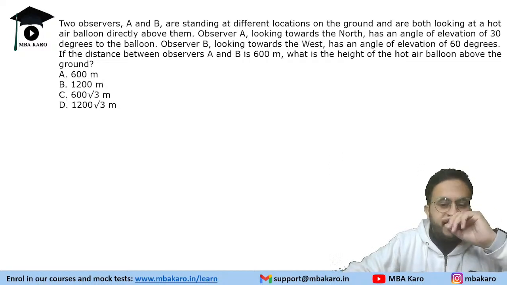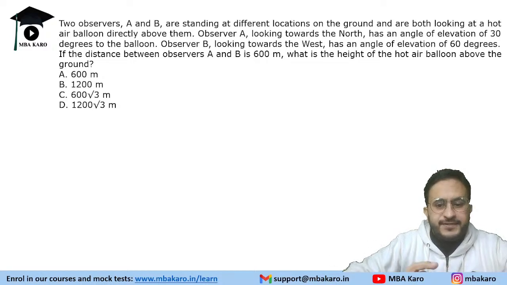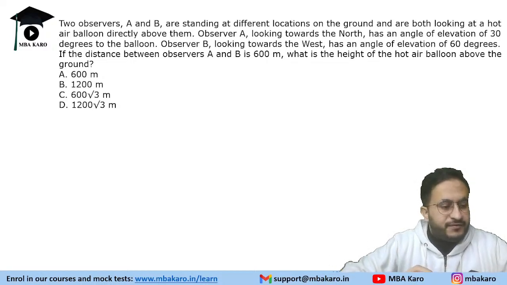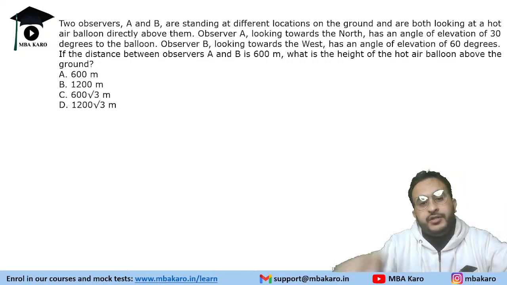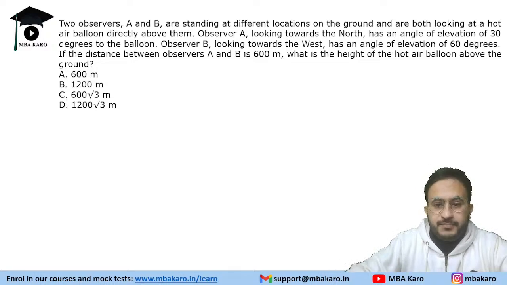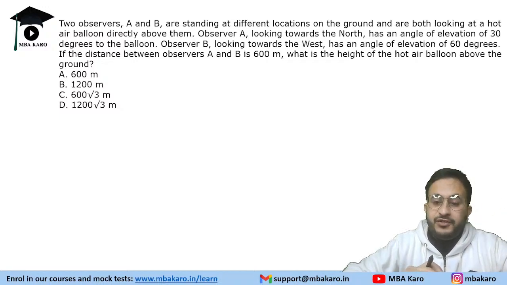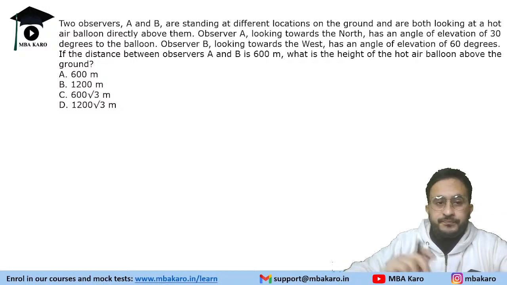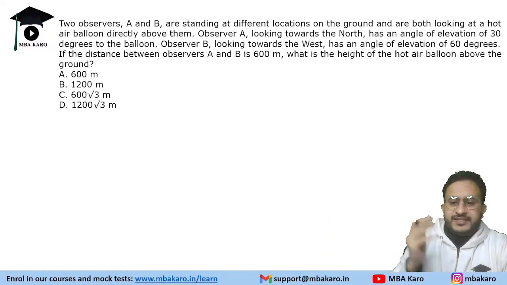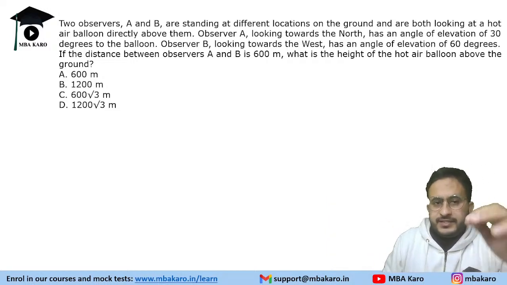In the examination, a similar question was asked. If someone appeared on slot 2 day test 2 slot 1, they must have noticed that the height of the tower was given. You had to find the distance between the people. Here the distance between the people is given. We need to find the height of the balloon. So we have two people. So this is a 3D heights and distances question.